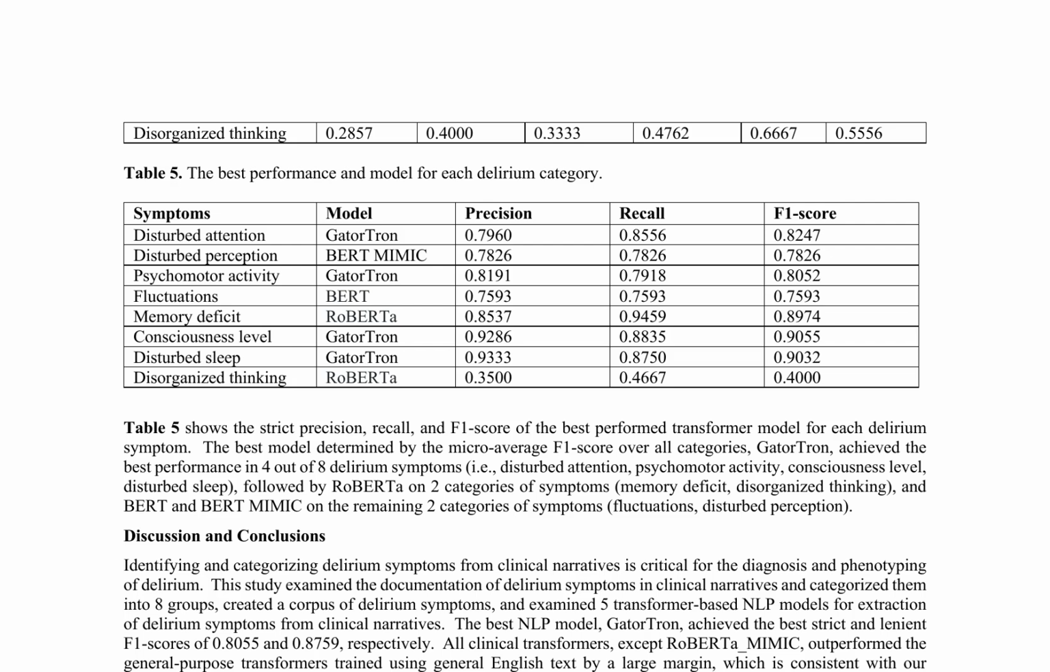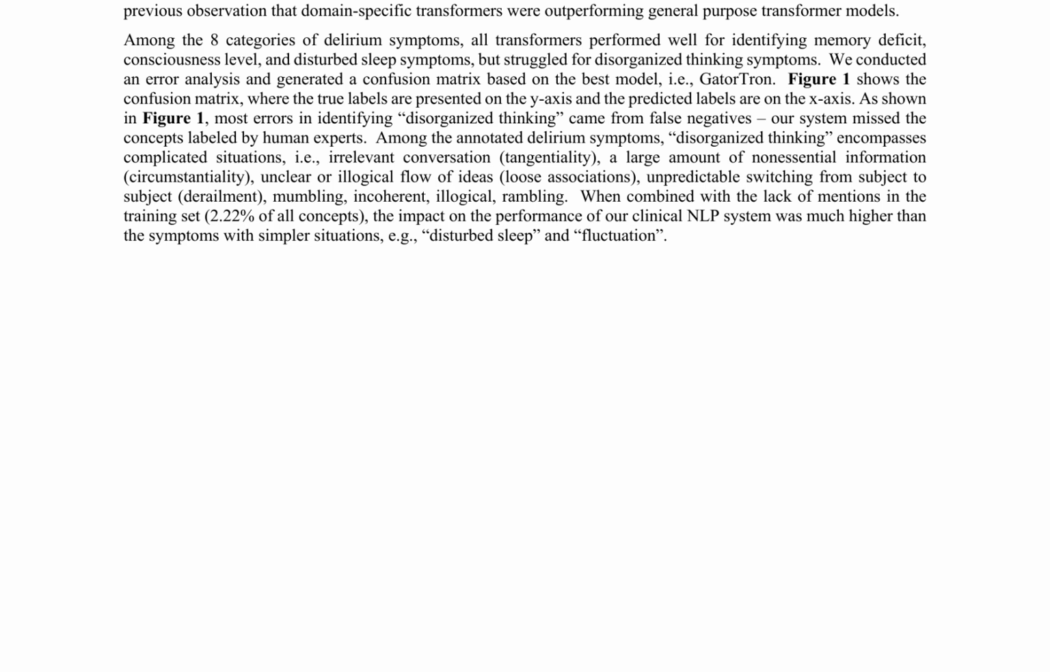The analysis revealed that all transformers performed well in identifying memory deficit, consciousness level, and disturbed sleep symptoms but struggled with disorganized thinking symptoms. An error analysis and confusion matrix for the Gatortron model showed that most errors in identifying disorganized thinking stemmed from false negatives. This category includes complex situations such as irrelevant conversation, a large amount of non-essential information, unclear or illogical flow of ideas, unpredictable switching from subject to subject, mumbling, incoherent, illogical, and rambling.